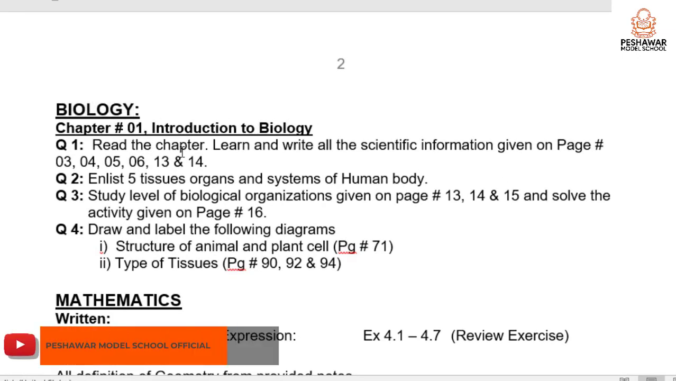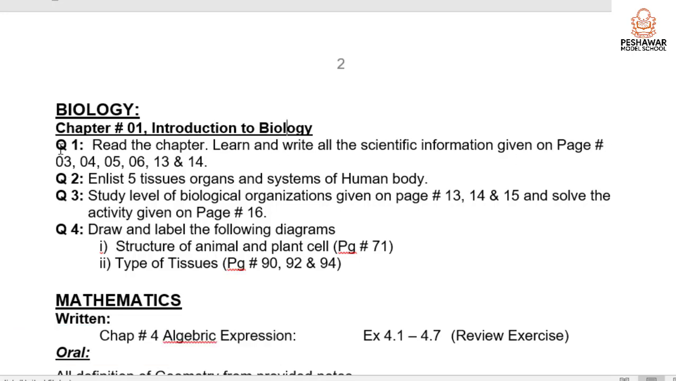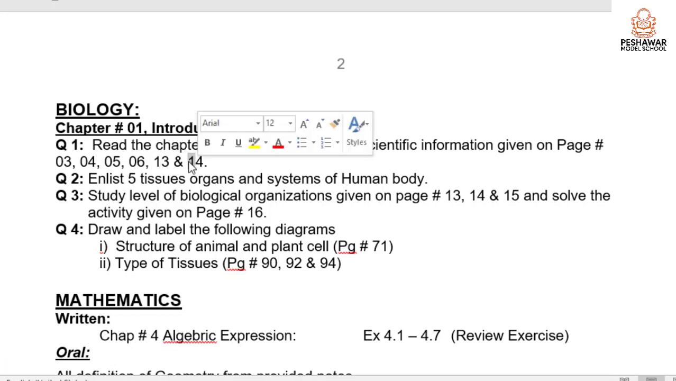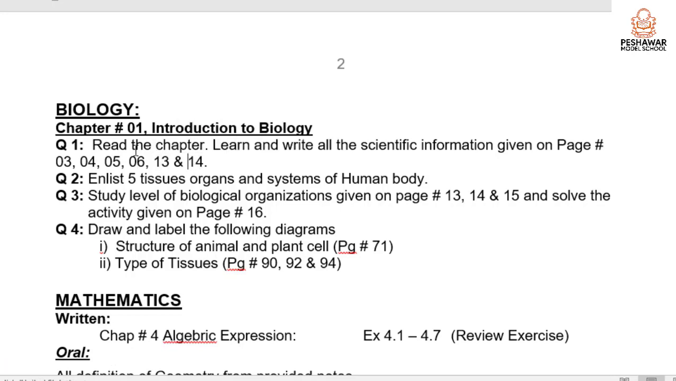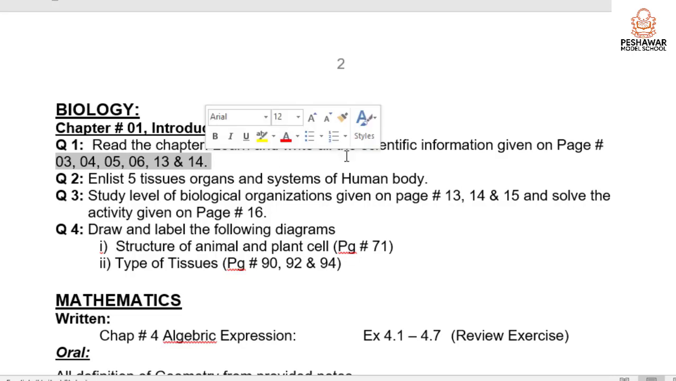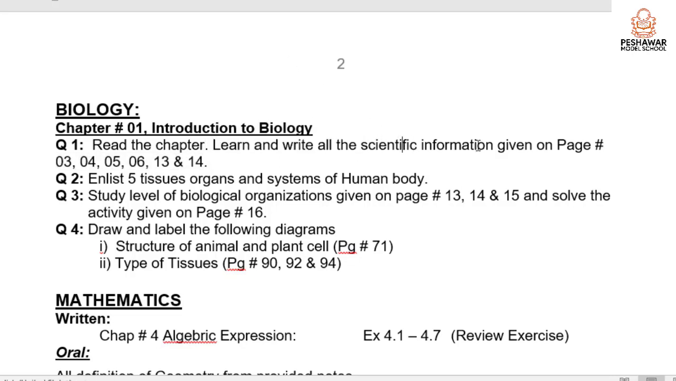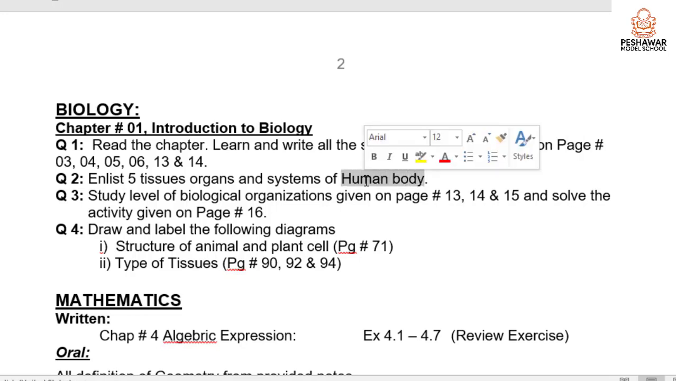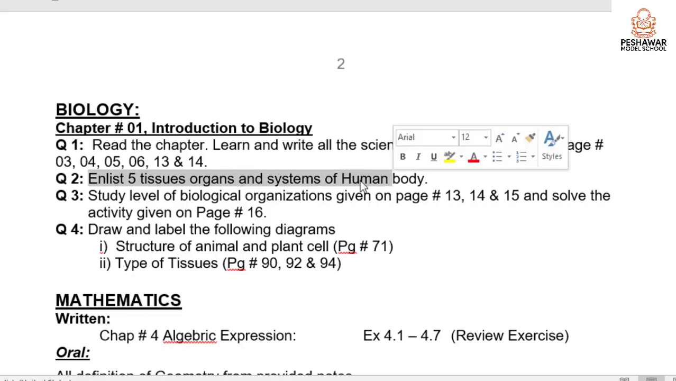Question number 1 is read the chapter, learn and write the scientific information given on page number 3, 4, 5, 6, 13 and 14. You have to read the chapter first, and then read these pages, and then write all the scientific information given on these pages. Question number 2 is enlist 5 tissues, organs and systems of the human body. You can even Google the tissues, organs and systems of the human body, and you can find the answer to this question very easily.